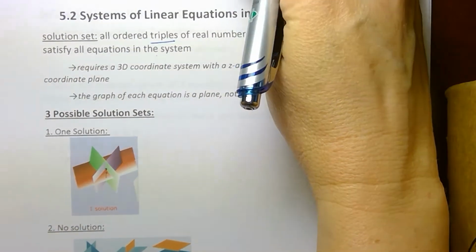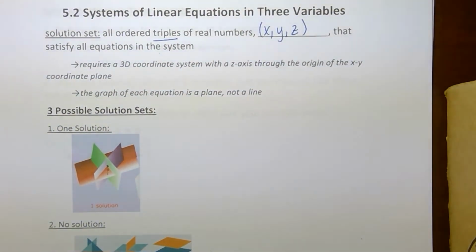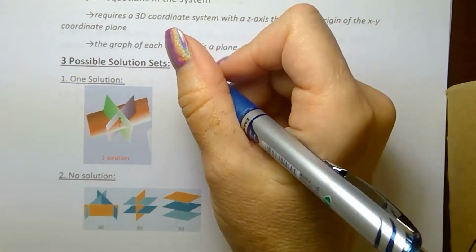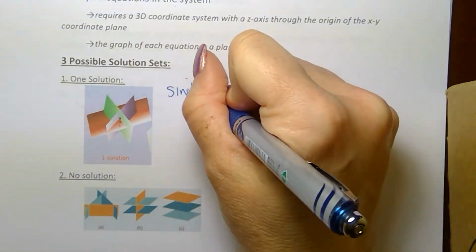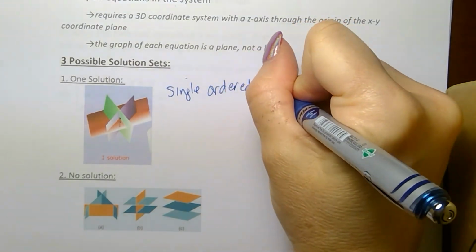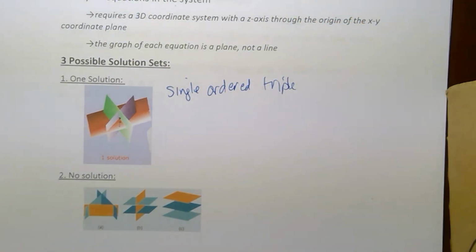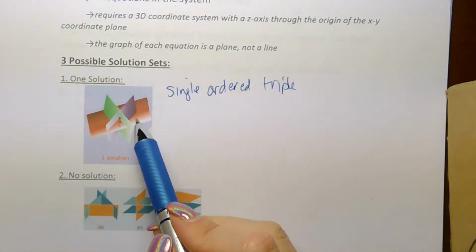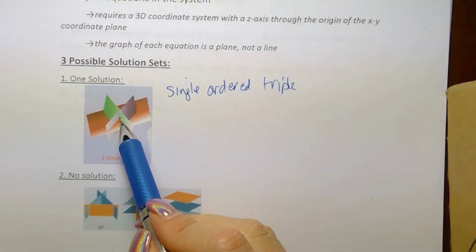When I have linear equations in 3 variables, remember we're still sticking with linear equations, my solutions still come in the same 3 possibilities. I have one solution, no solution, or infinitely many solutions. If I have one solution that shows up as a single ordered triple, where I have one solution, it looks like this. You can see my 3 planes that have been graphed, and they intersect at just that one point.